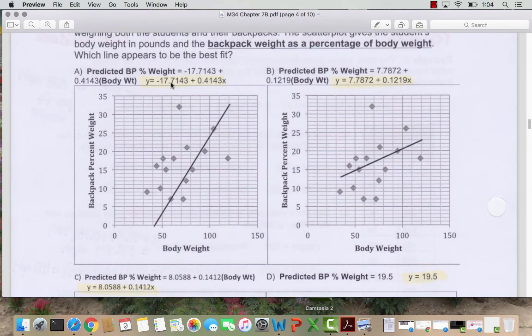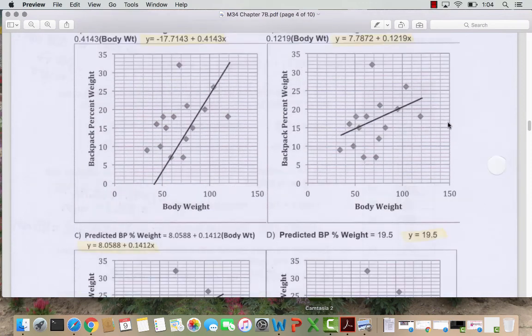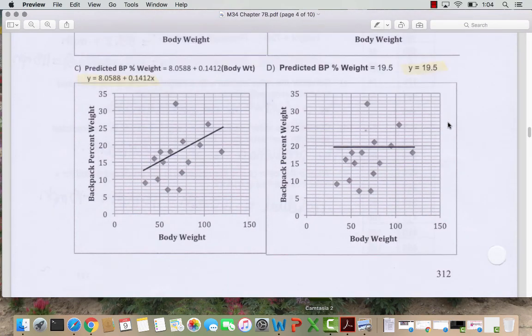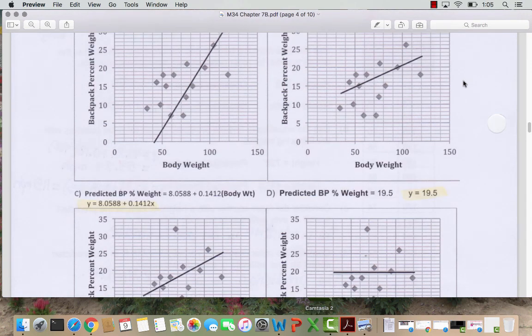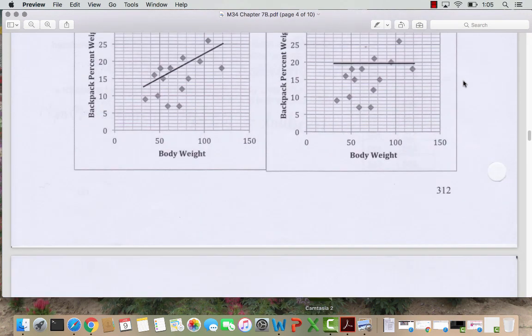So the first line here is y equals negative 17.7143 plus 0.4143x. Remember, sometimes we get a negative initial value. It doesn't necessarily make sense that we'd have a student with 0 body weight, so the negative initial value you'd see is kind of outside the purview of our graph. So eyeball fit, which line looks like the best fit? It's hard to tell. Notice line D here is just a flat line, so its equation is just y equals 19.5. It has no slope because it doesn't change. The other graphs all have linear slopes that are positive, so I'll let you try to determine what looks like the line of best fit.